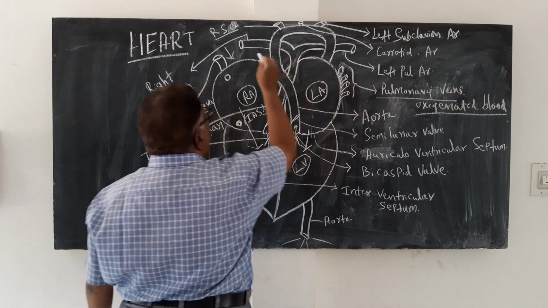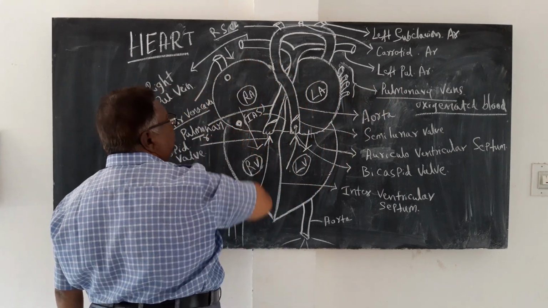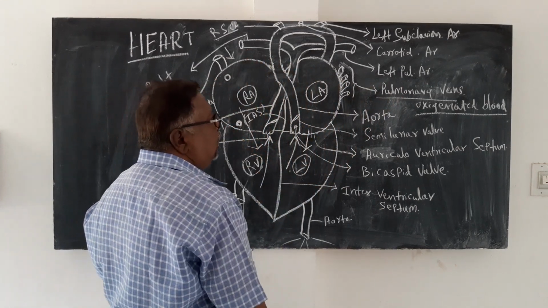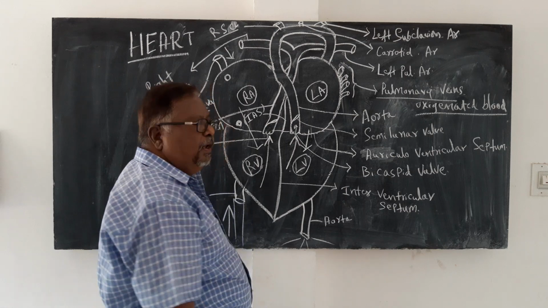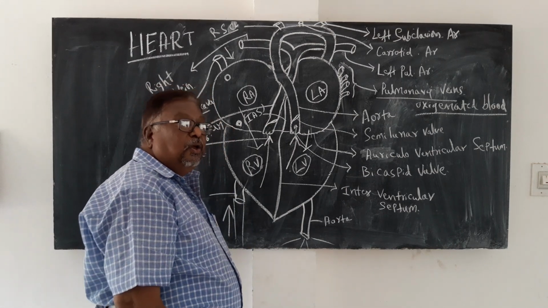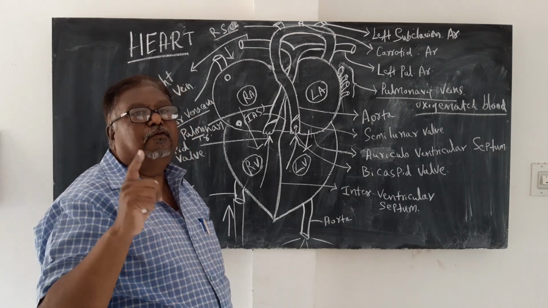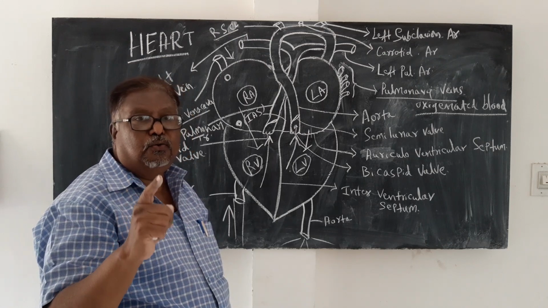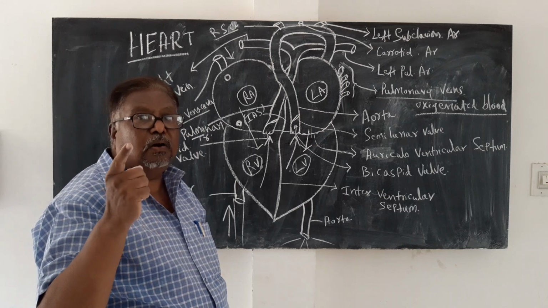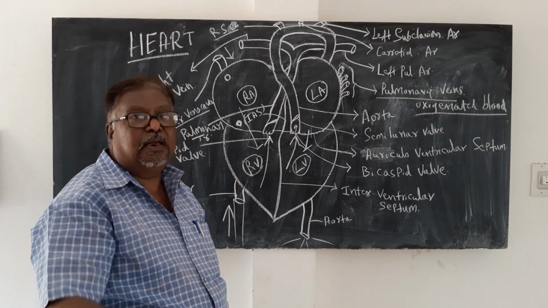Left pulmonary artery and right pulmonary artery. These blood vessels which carry the venous blood for purification to the lungs are called arteries. It is an exceptional case here.